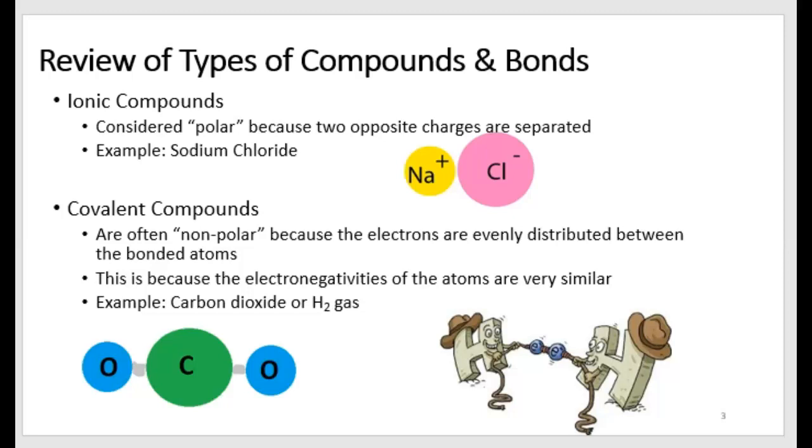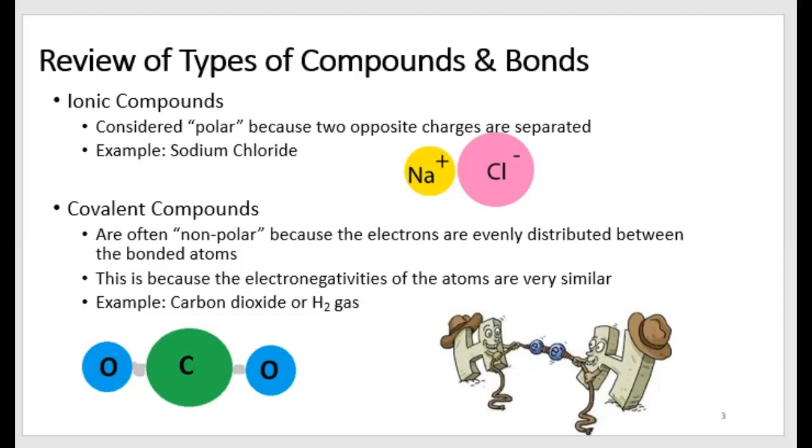Before I start talking about the structure and properties of water, I'd like to review with you the two types of compounds that were introduced in the chemical bonding lecture presentation. First were ionic compounds that are formed by the attraction of two oppositely charged ions. Because there are opposite charges joined but separated at either end of the compound, ionic compounds are said to be polar.